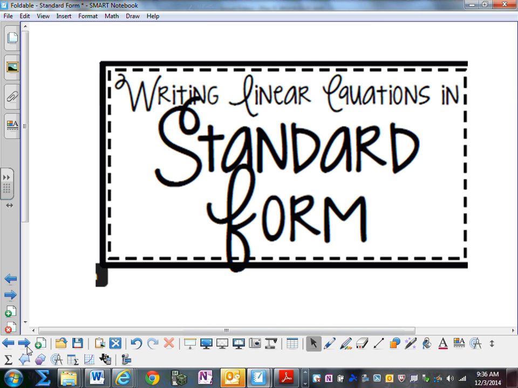Writing linear equations in standard form. This lesson will define what a standard form is. We'll write equations and we'll graph.